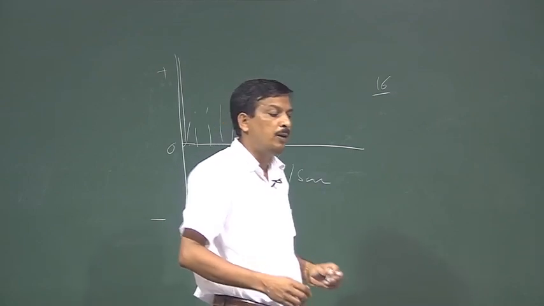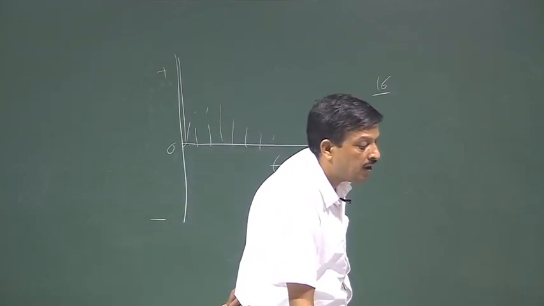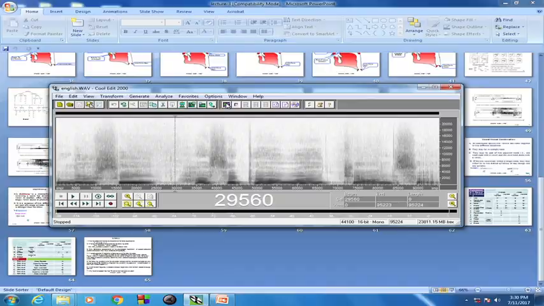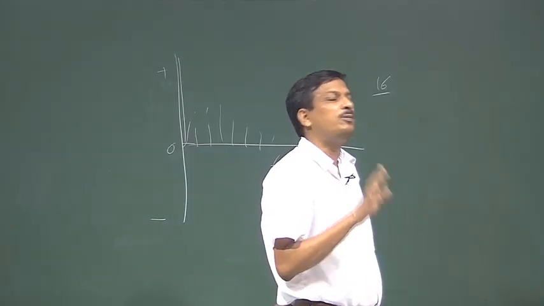Now, there is another kind of representation which is called the spectral view. It looks mostly like an X-ray plate. Here, it is called a 3-dimensional plot of the speech signal.